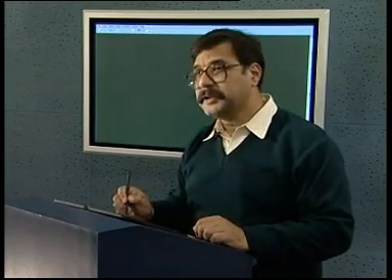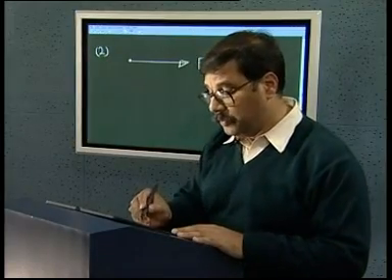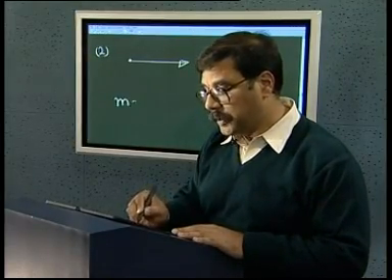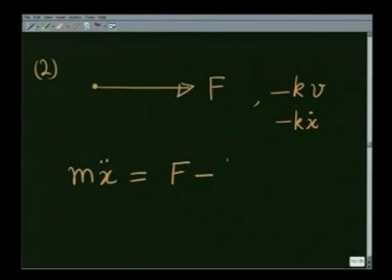Next, let us consider a particle still moving in one dimension, but applied on it is a constant force. So I have a particle, I apply a constant force F again in the x direction, and let there be a drag force minus k v, or minus k x dot, and I want to see how this particle moves. The equation of motion is going to be m x double dot is equal to F minus k x dot.